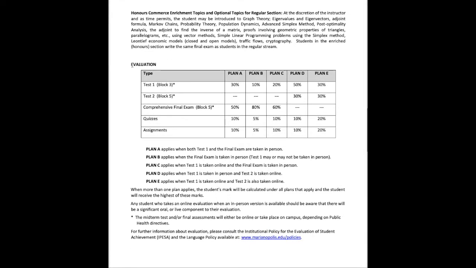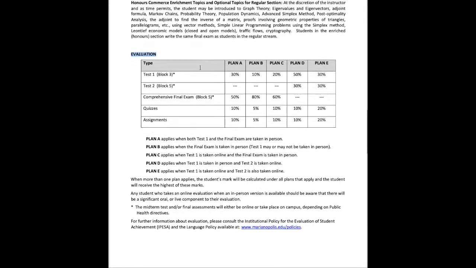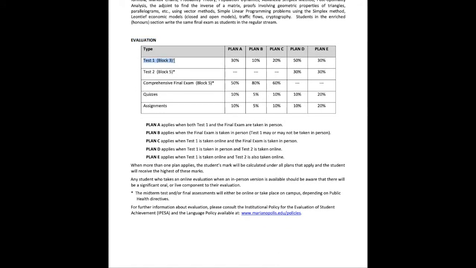The evaluation, so how your grade is going to come about. There will be one test in block 3. There will be a test 2 or final exam. This is not 2 items. This is either or, and it depends on the public health situation. If we're allowed on campus, then you will have a comprehensive final exam and not a test. If we are still online come the end of the semester, you will have a test 2 and not a comprehensive final exam. So it's one or the other.